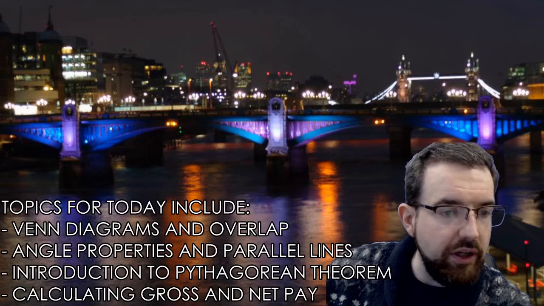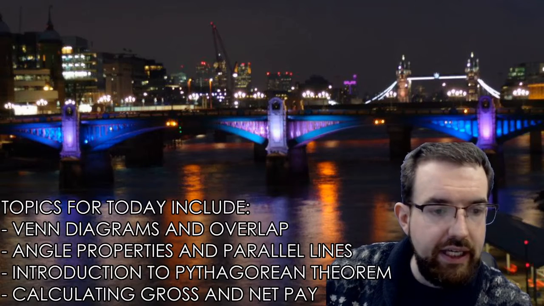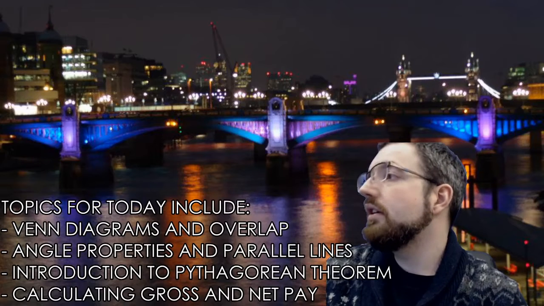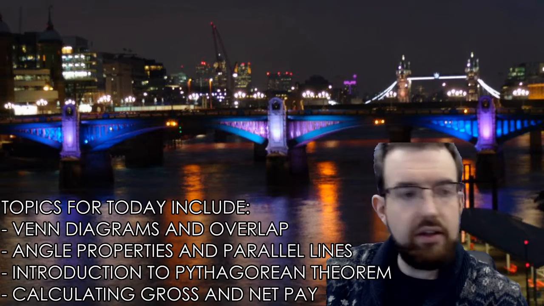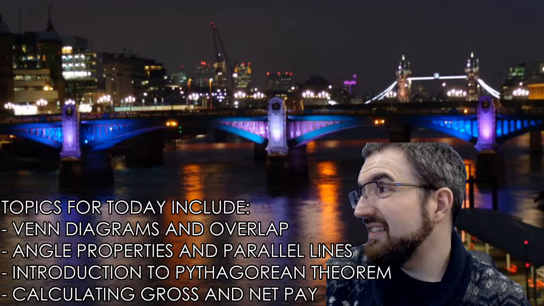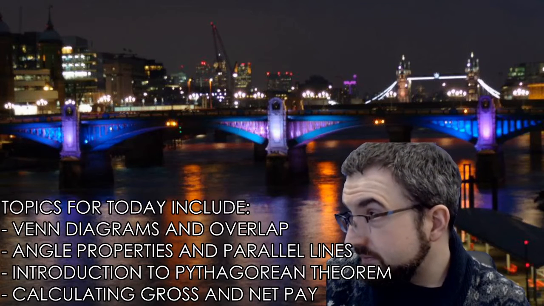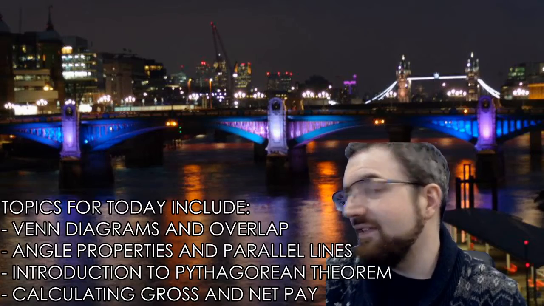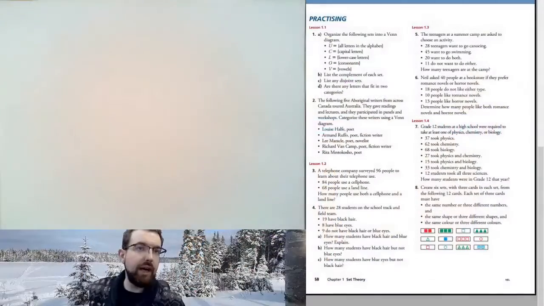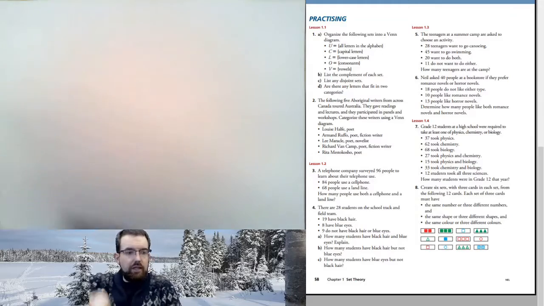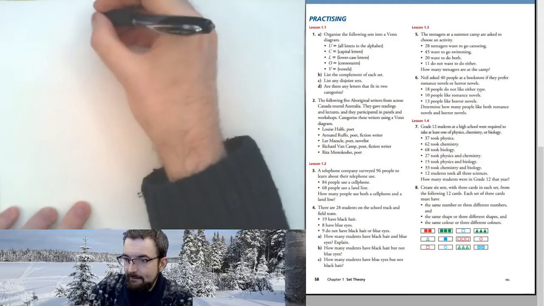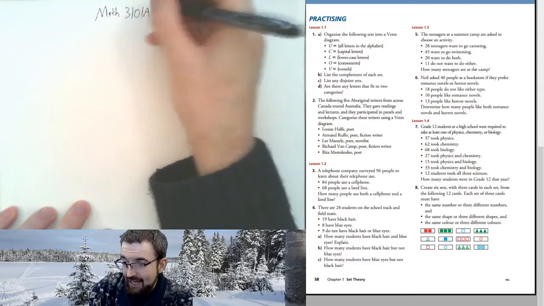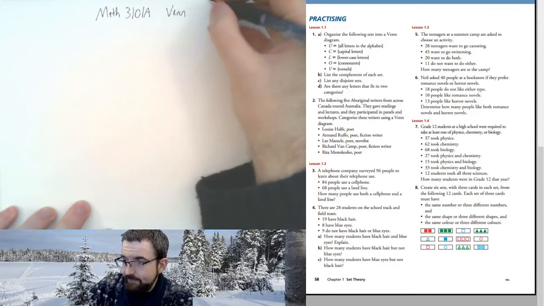But to start off, I'm going to be going to page 53. Let's see, page 53. You know what? No, I'm not going to do that one. I'm going to go to page 58. Here we go. Okay, perfect. So this is going to be Math 3101A, and this is going to be on Venn diagrams.